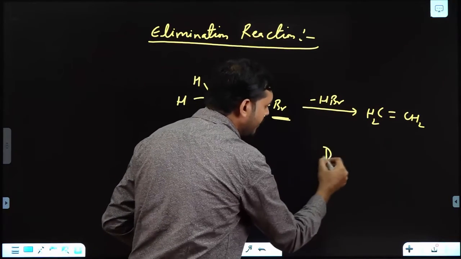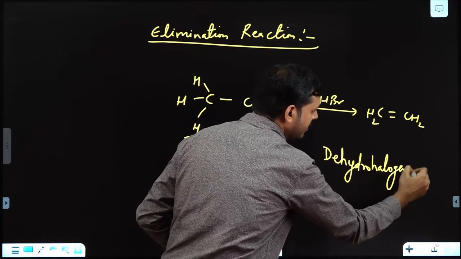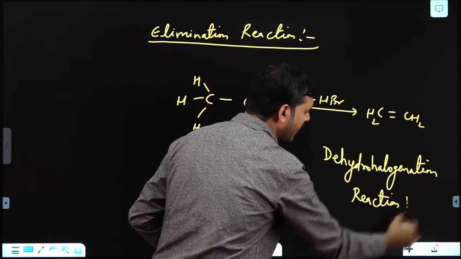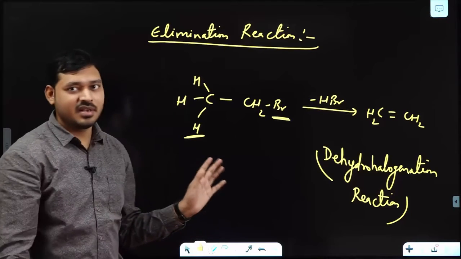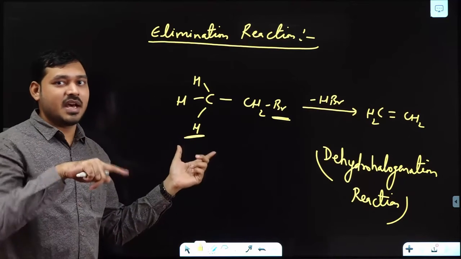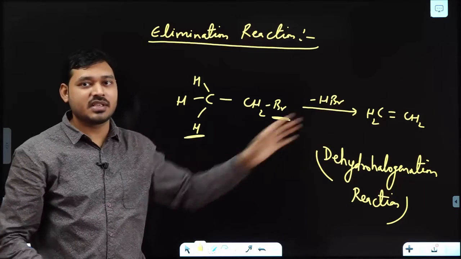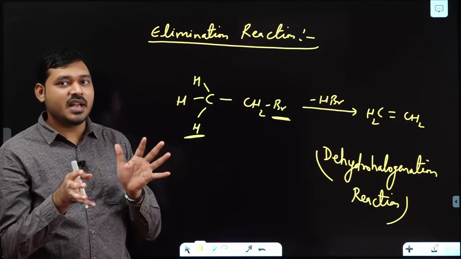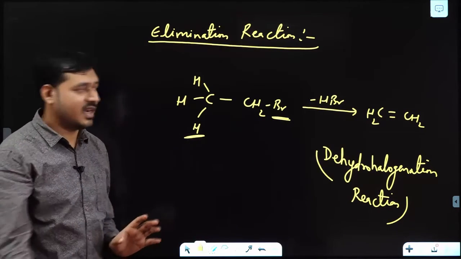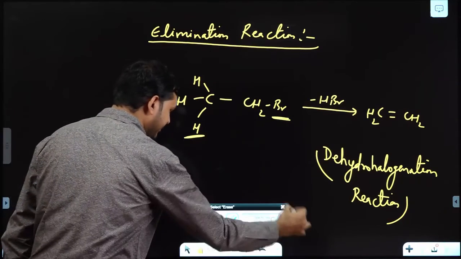So it is simply your dehydrohalogenation reaction. Okay, dehydrohalogenation reaction. Now I am telling you one conceptual part. In earlier part I told you about addition of HBr, that was hydrohalogenation reaction, and now it is dehydrohalogenation reaction. So actually you can understand as addition and elimination are actually reverse of each other. In simple terms we can understand as. Okay, so this is dehydrohalogenation. Clear?